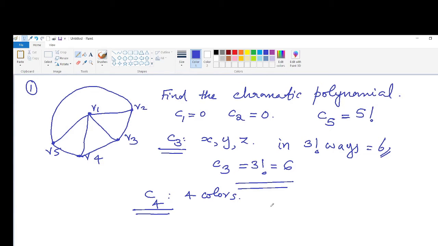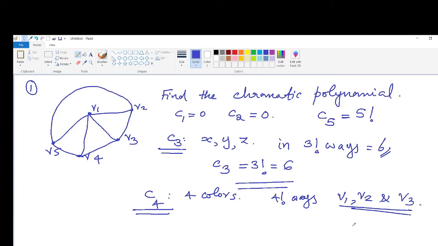Now V1, V2 and V3 can be properly colored in 4 factorial ways. So 3 colors are used here. Then there remain the vertices V4 and V5. The 4th color can be assigned to V4 or V5. That is, there are 2 choices for V4 and V5.